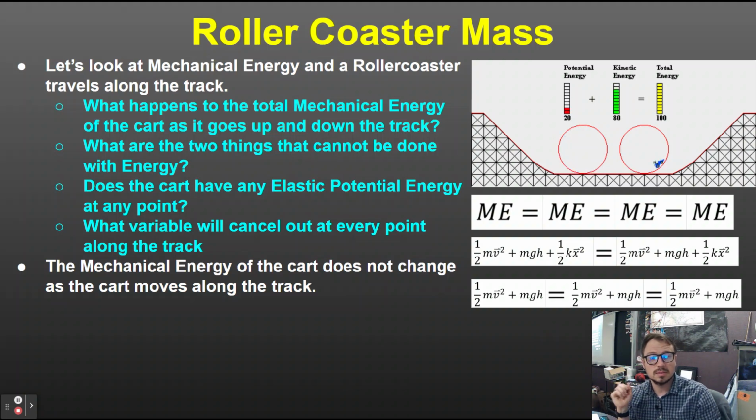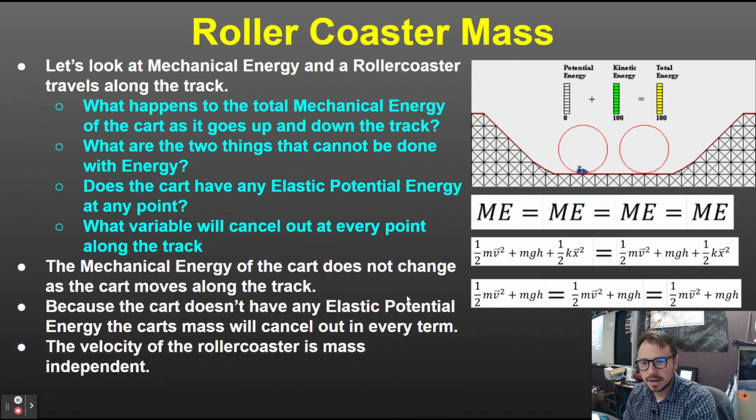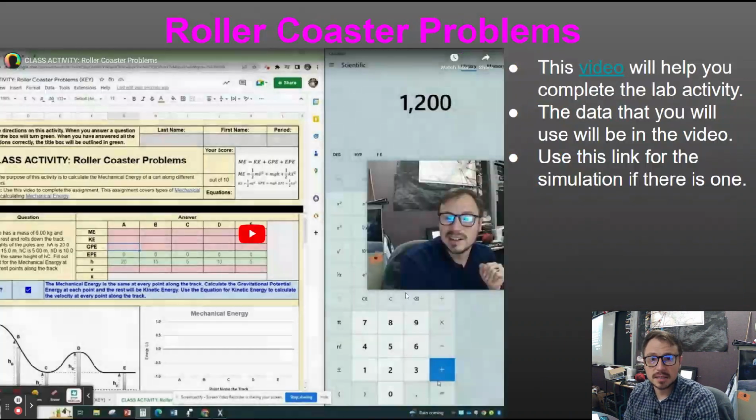Now, what you'll notice is mass is in every single one of these equations, right? So at every single point, the mass does not change. The mass is going to cancel out at every single point. That's why the velocity is independent of the mass, because you only have kinetic energy and gravitational potential energy on this track. You add them together, it's going to be the same at every point. The mass is going to cancel out. That is why the velocity of the roller coaster is mass independent.